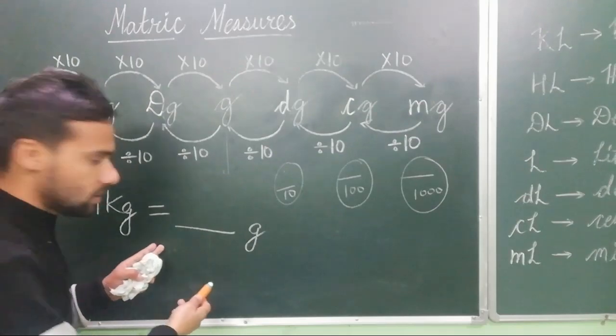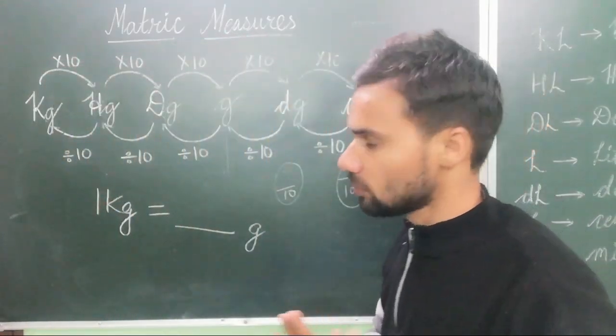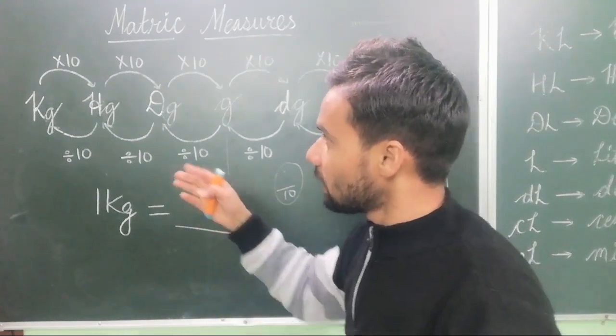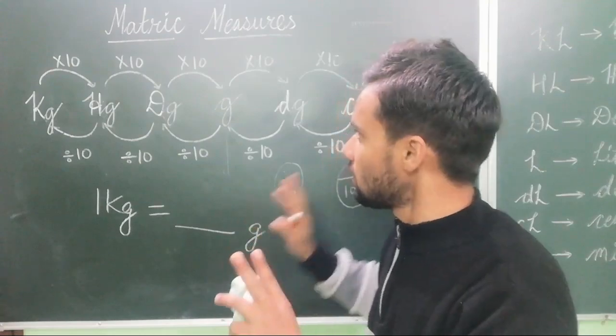So you already learned all these things. 1 kg is equal to 1000 gram. You cram all these things. But if you want to convert according to this table, then you will get the same answer. So how can you get it?